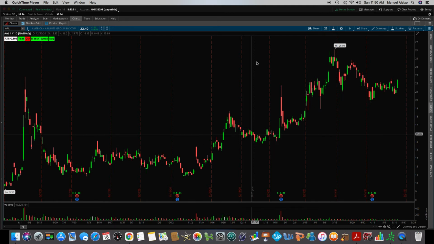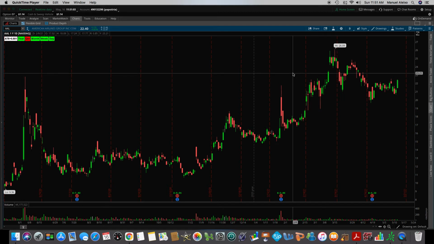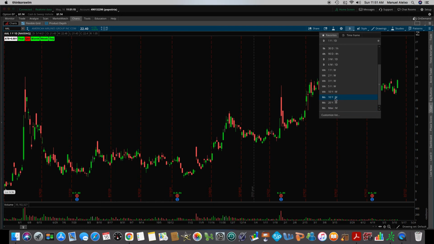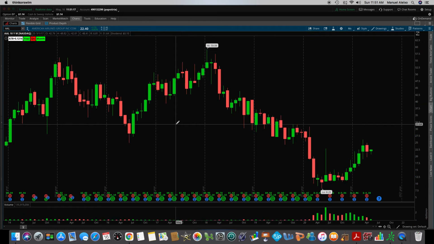So without further ado, I'm looking at American Airlines. The ticker symbol is AAL. Okay, so I have it up here. This is a daily chart. These are daily price action candles. The first thing I do is go to my monthly chart. Okay, so here's a monthly chart. These are all monthly candles.